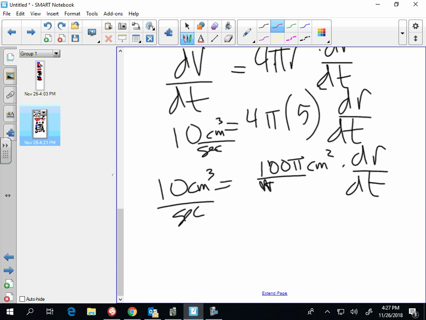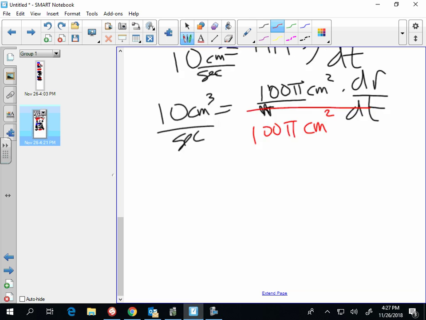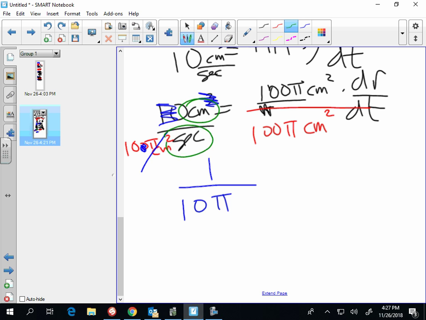Well, if I now divide both sides by 100 pi centimeters squared, I can see that the centimeters squared will cancel. The 10 will cancel, and I'll end up with 1 over 10 pi for numbers, but look at the units. Centimeters on top, seconds on the bottom. That's a change in radius over a change in time. dr/dt equals 1 over 10 pi centimeters per second.